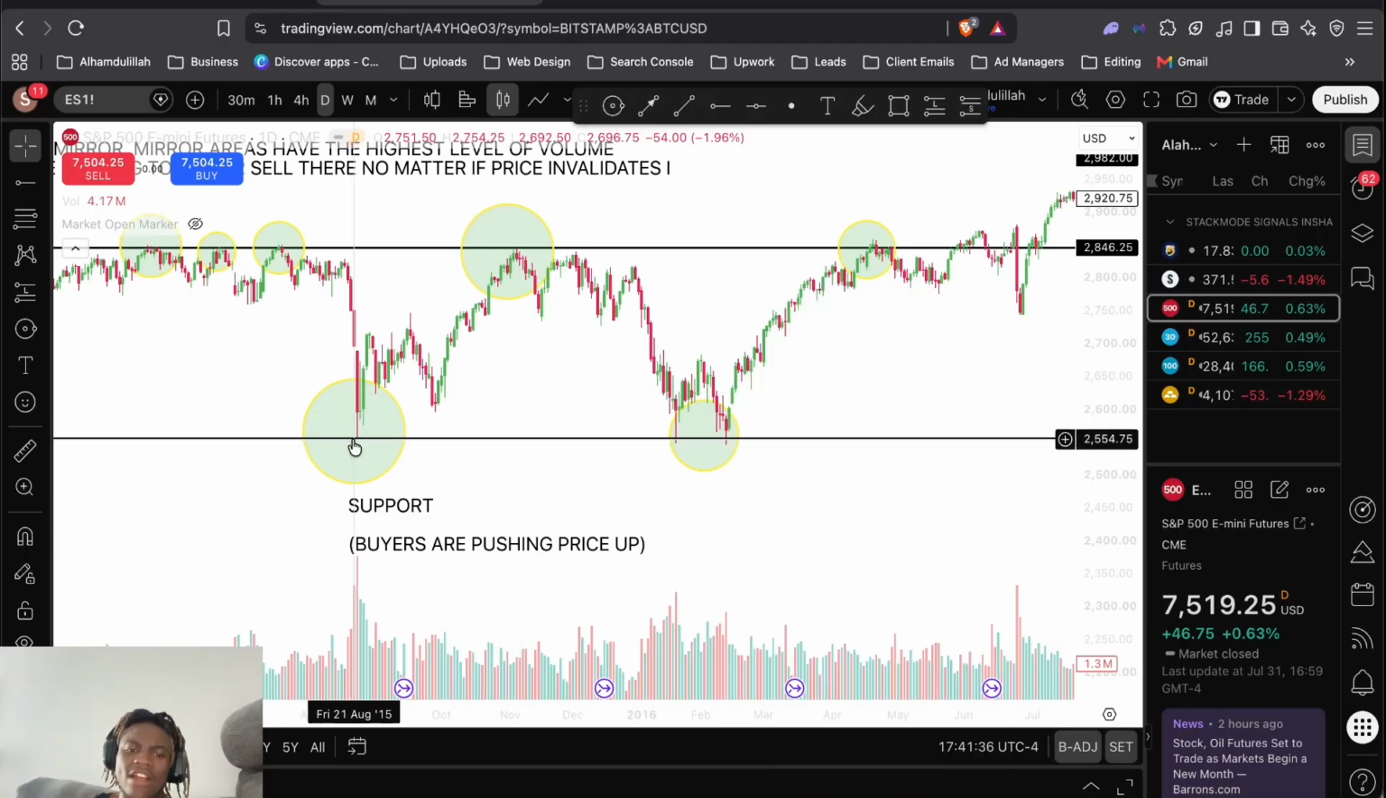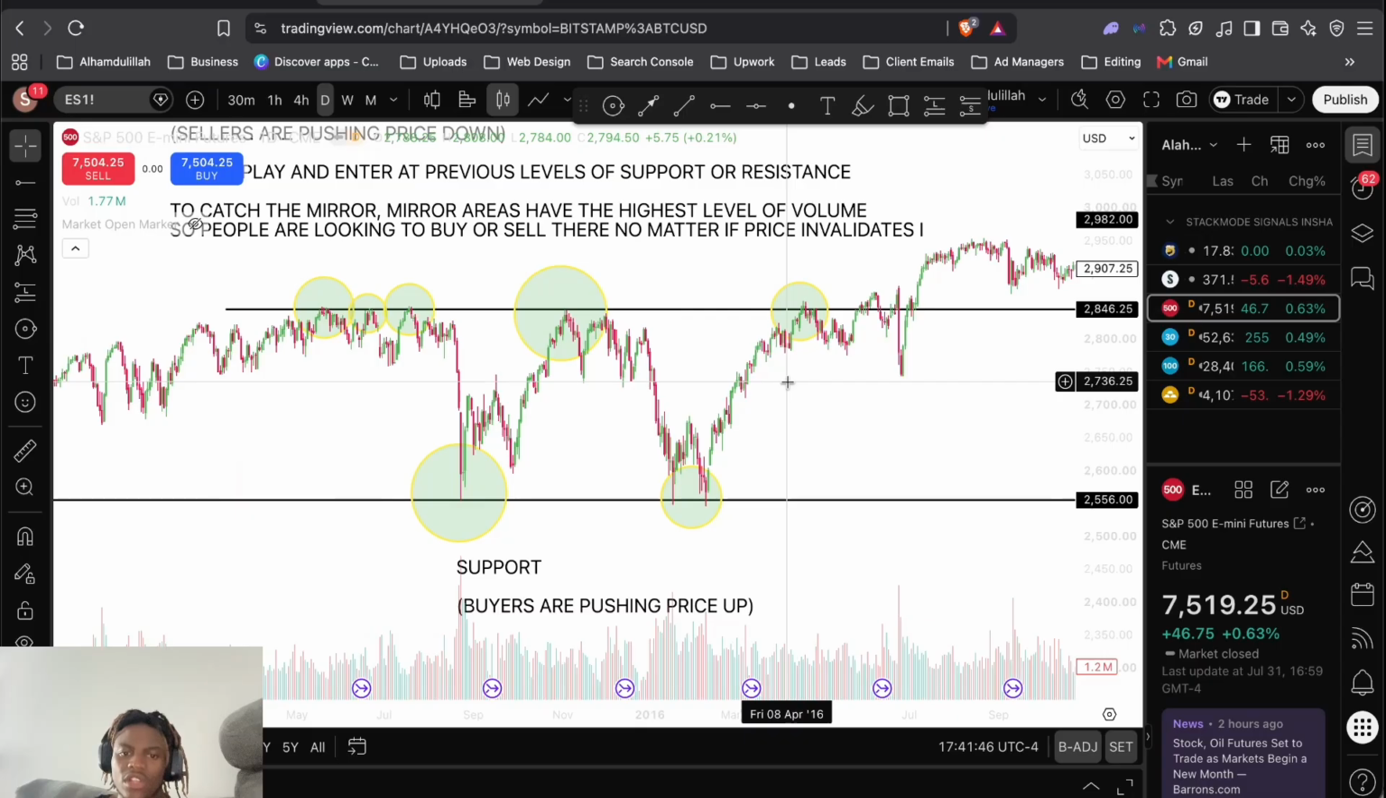Guess what? Price came back down to the area of support. Volume spiked up again. Bang! And as you can see, strong wicks here in the same place. Why? Because buyers are looking to buy in the same exact area.